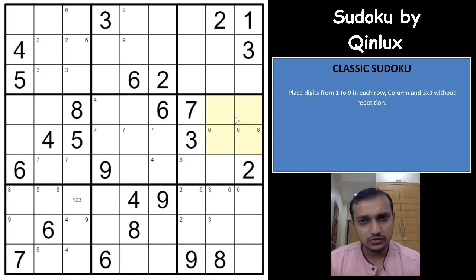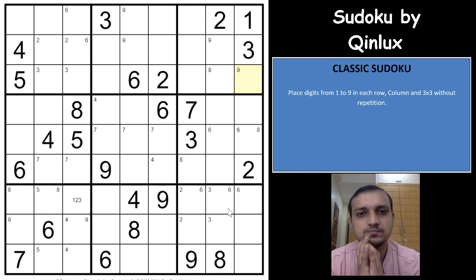9 is restricted to one of these two. Okay, 9 in one of these three cells. Come on, guys. So should I mark all the candidates in every cell? That will be a very tedious process, guys. Come on. I don't want to do that, but what if that opens up the puzzle? We might miss something here and there.